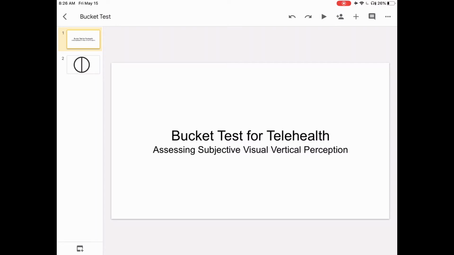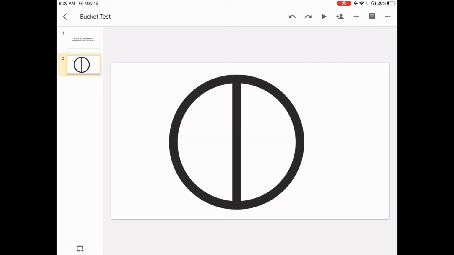And I recently wanted to do this with one of my patients, but we were doing telehealth. So I thought, let's try to recreate this in a different way so that it could be helpful. And it's by no means perfect, but it at least gave me a little more information into why their posture was the way it was. So traditionally at the bucket test, what you do is you literally have a bucket, and inside the bucket is a line. And the patient puts their face inside the bucket, and then you are turning the bucket until they feel that the line is vertical.